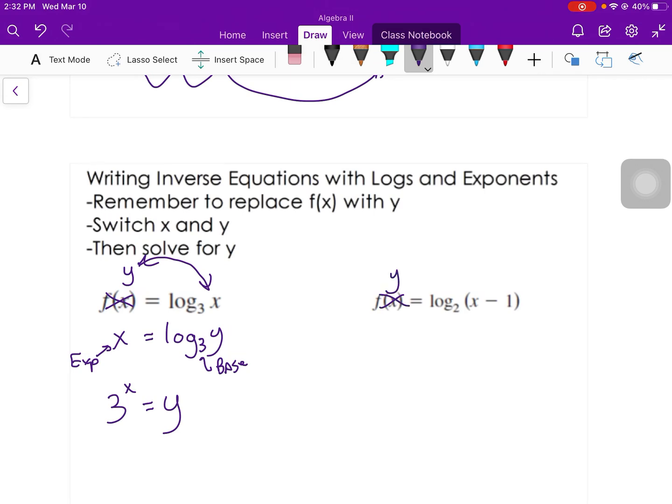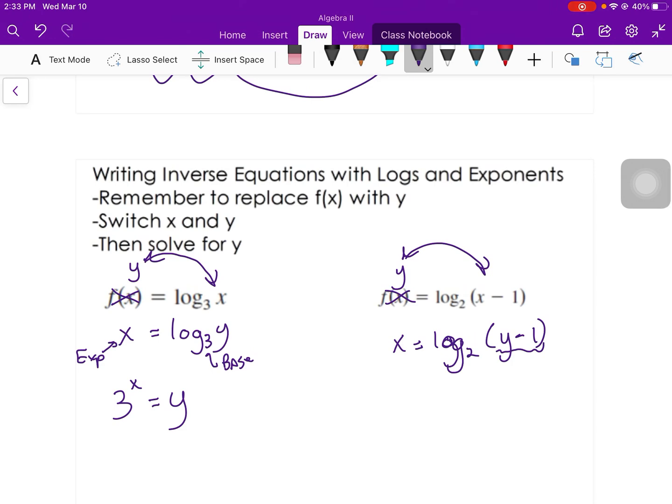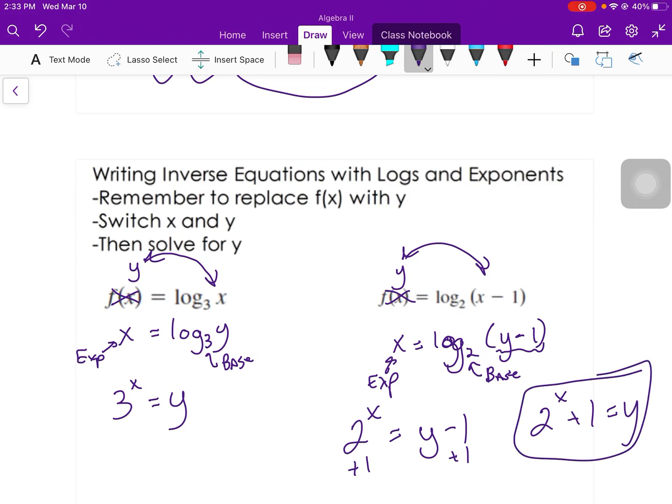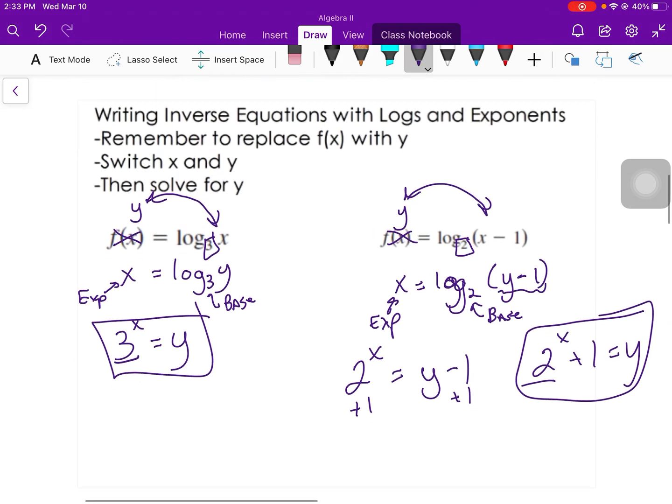Switch that with y, do our Freaky Friday thing, and I'm going to have x equals log base 2 of y minus 1. Now I can't add 1 until I break this y minus 1 out of the parentheses, and I'll do that by saying that here is my base, here is my exponent, and we'll make that 2 to the x equals y minus 1. Add 1 now, and I get 2 to the x plus 1 equals y, and there's my inverse. So I started off with log base 2, I end up with base 2.